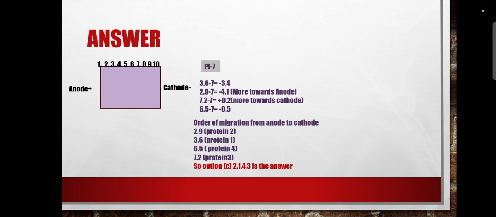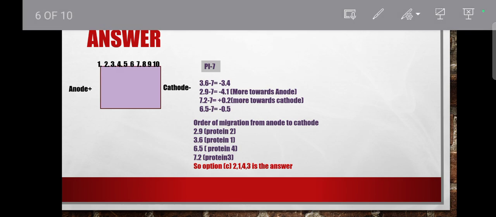2.9 minus 7 will come to minus 4.1. Similarly, for the other proteins we have calculated. For protein 3 it is plus 0.2. For protein 4 it is minus 0.5. So minus 4.1 is more negative, so it will migrate more towards the anode, which is the positive terminal.